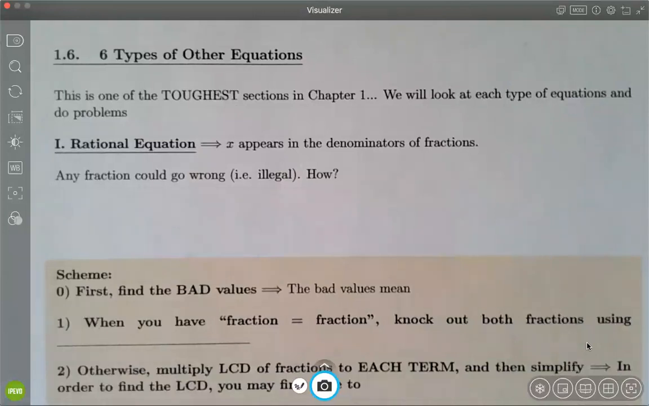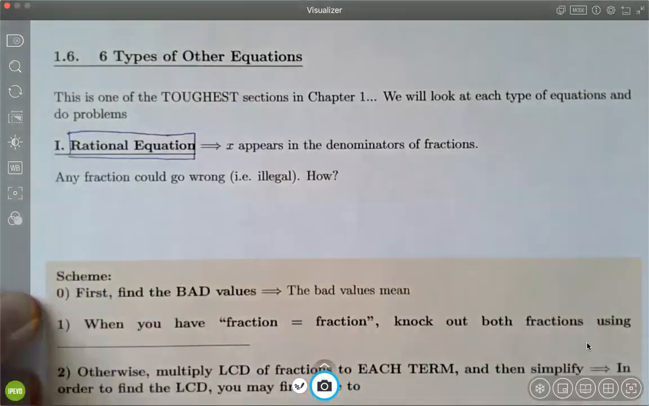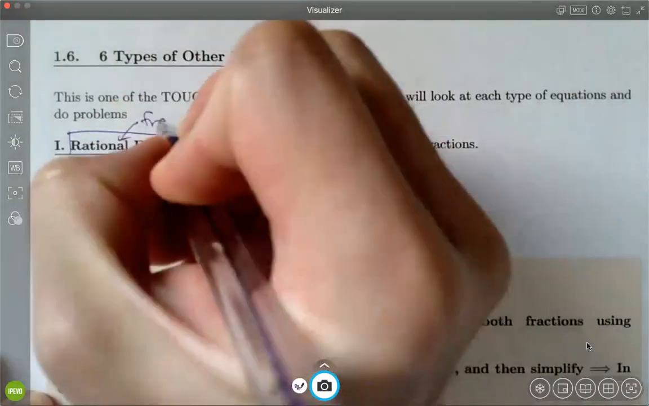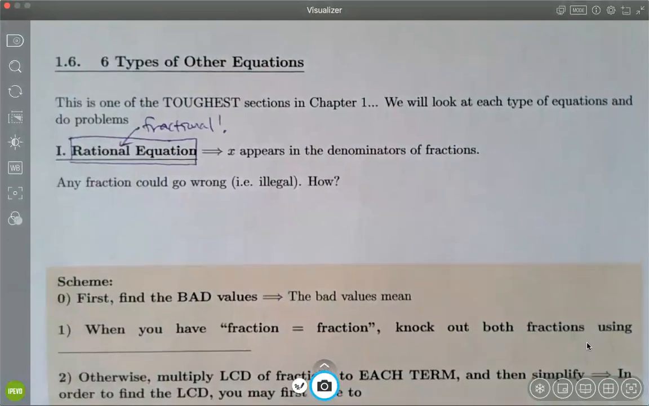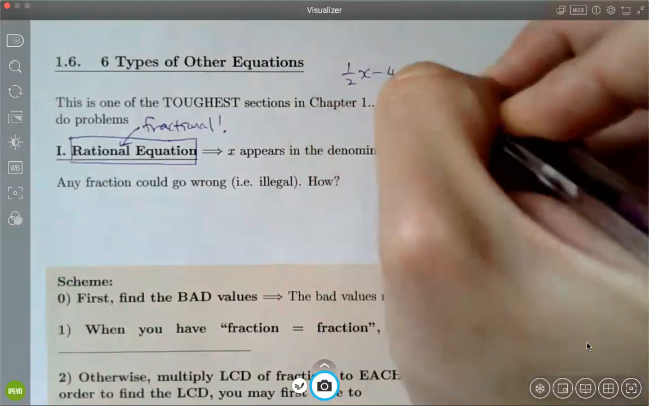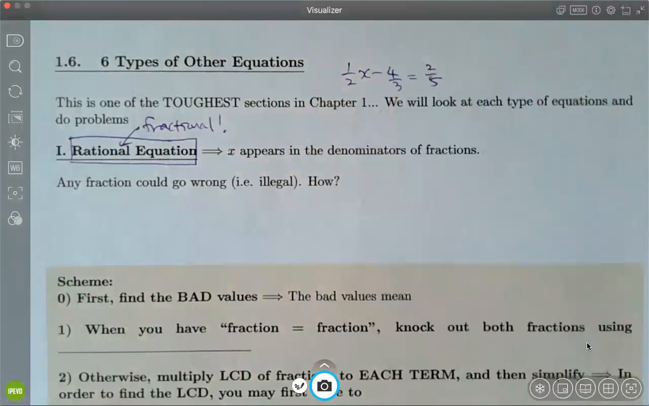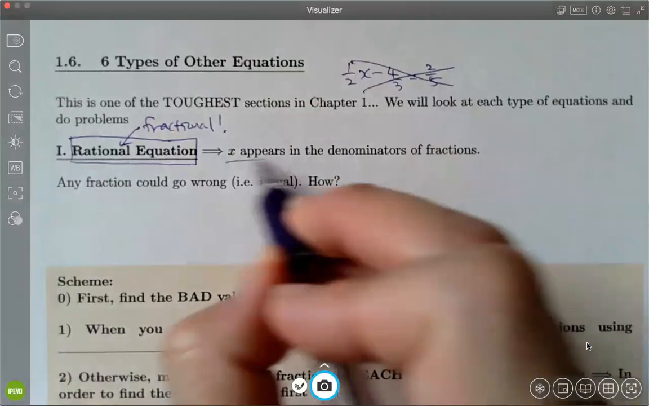Okay, so I hope you have heard the word rational before. The word rational means fractional. So fractional equation. Now, whenever people hear about a fractional equation, they kind of think of something like this. That's not a fractional equation, unfortunately. That's just a pure linear equation. But a fractional equation means x appears in the denominators.